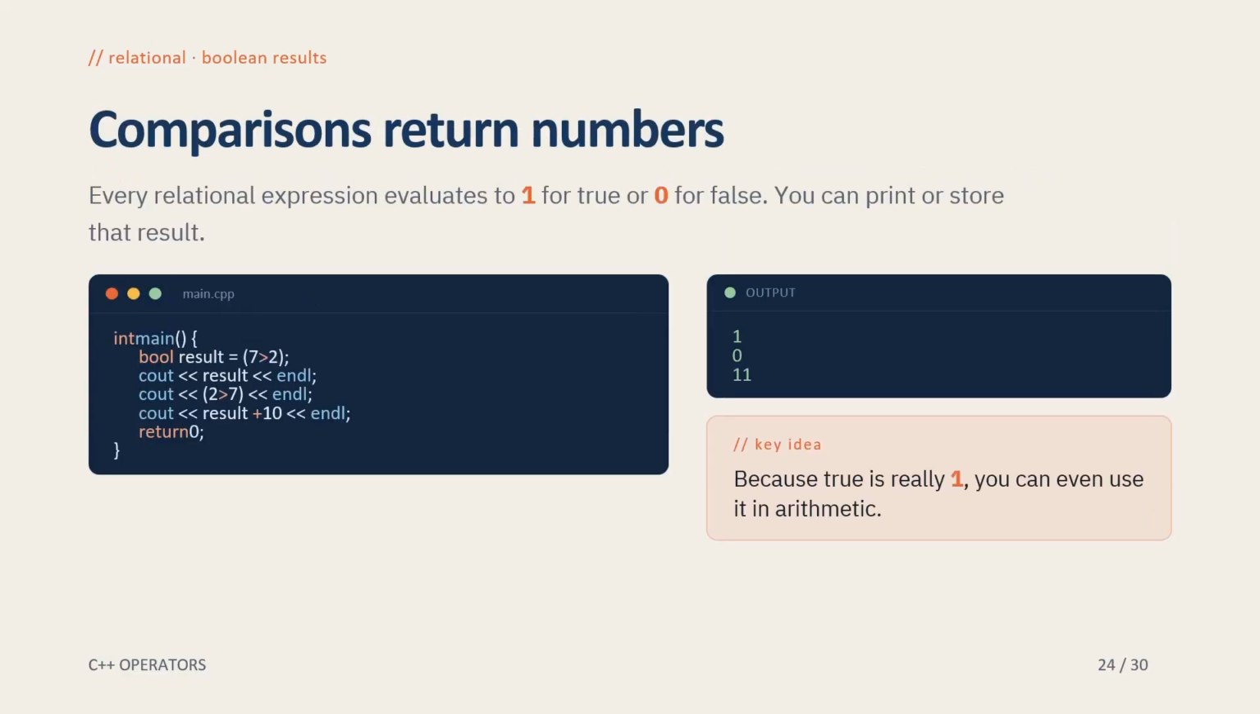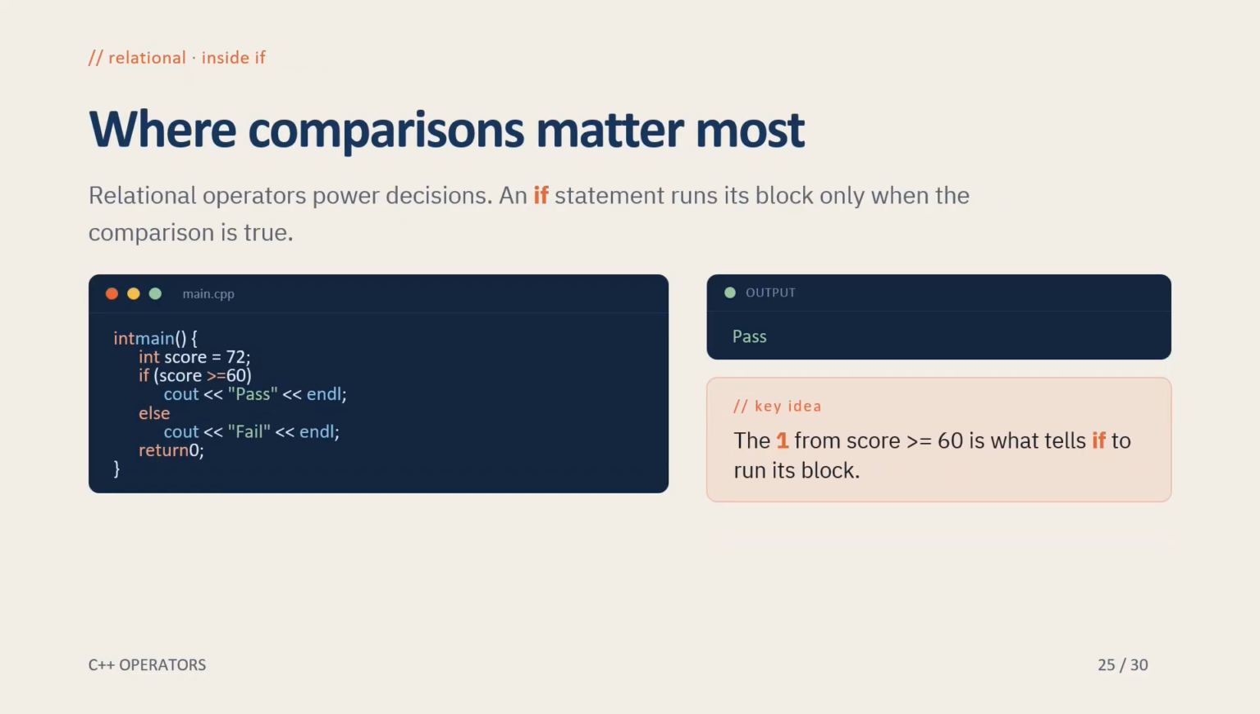Next comes Boolean results. So every comparison produces a Boolean result. Here true is represented as 1 and false is represented as 0. So, comparison in if statements. Relational operators are mainly used in decision making statements such as if, where code executes only if the condition is true.